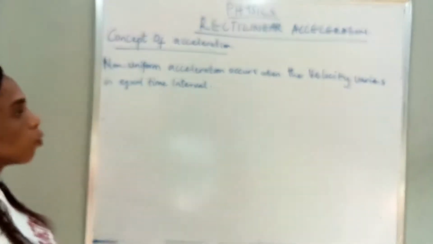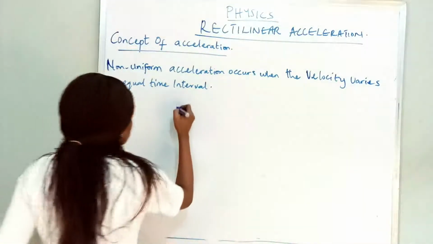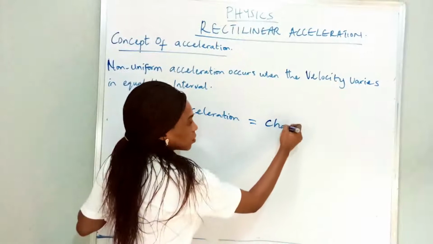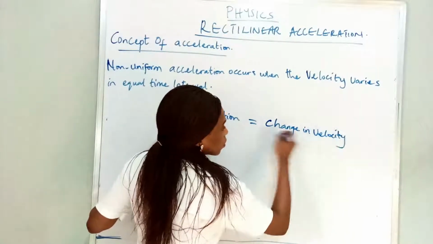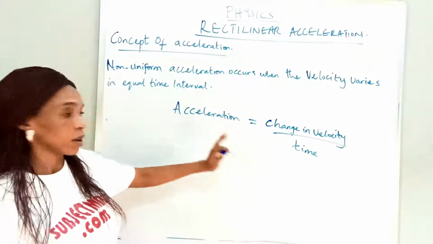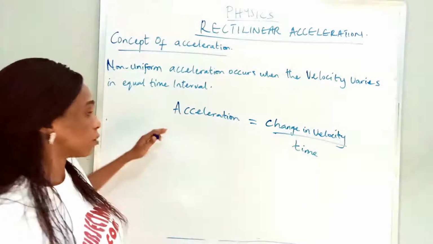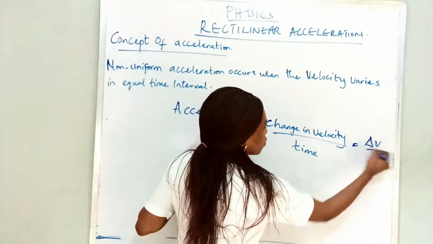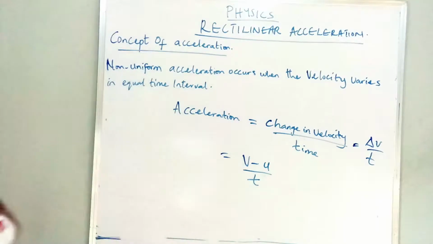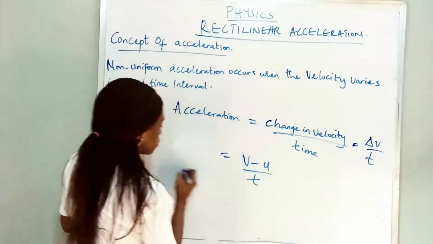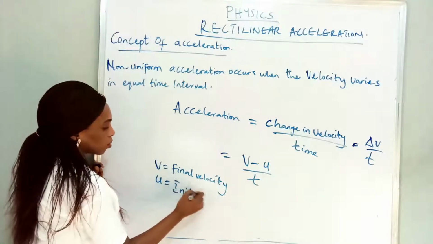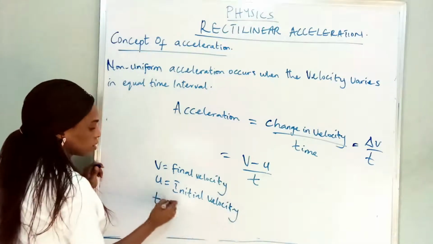So now we will learn how to calculate acceleration. The formula for acceleration is the change in velocity over time. The change in velocity could either be an increase or decrease. When it is a decrease, of course, we know we are talking about deceleration. But when it increases, that is acceleration. So change in velocity over time, that's delta V over T. The change in velocity is the final minus the initial. So when you have V and U, V denotes the final velocity, while U is the initial velocity. Then T is the time taken.